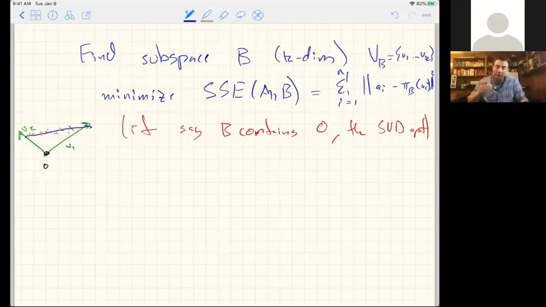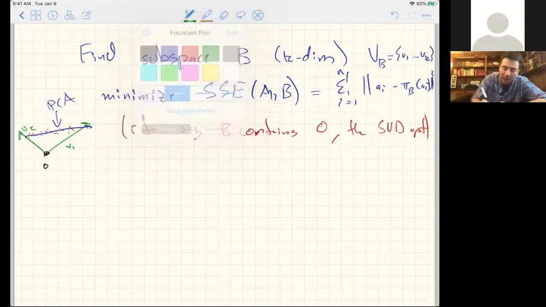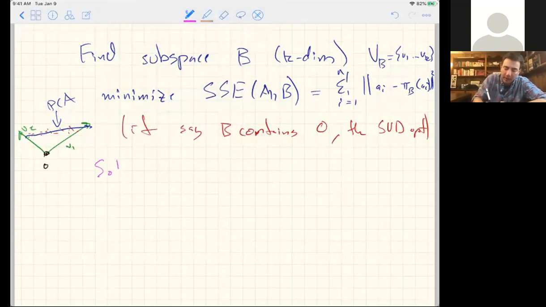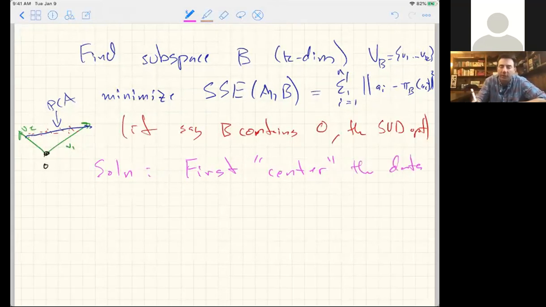Okay? So I want to somehow find this blue subspace here that does not go through the origin, and this is the problem which is solved by principal components analysis. Okay, and so the solution is simple. The solution is, first we just need to center the data.